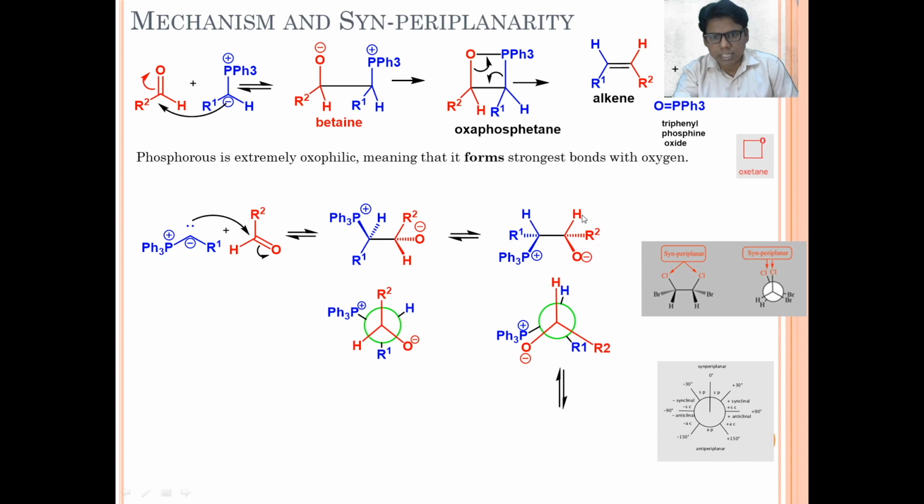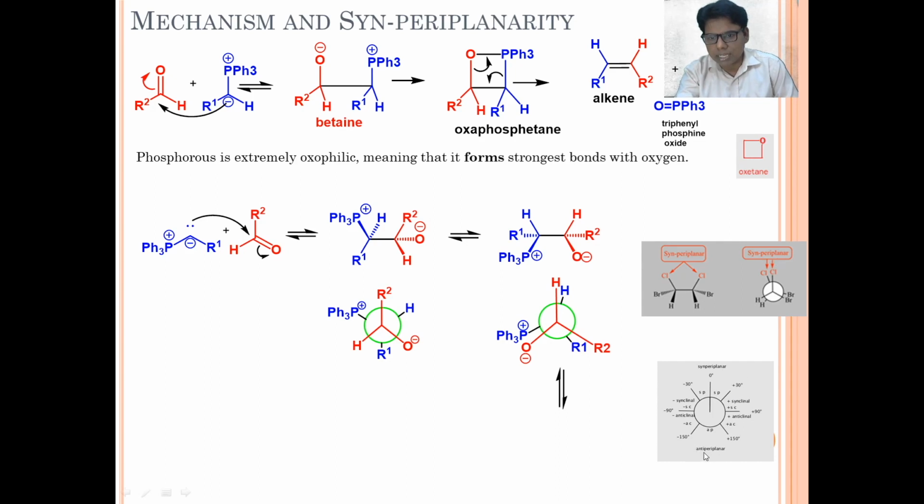You can see this H, H. So likewise these two structures, other structures. So such structures wherein the bonding between the two departing groups are in syn to each other, that is 30° here or there, they are called as syn periplanar.